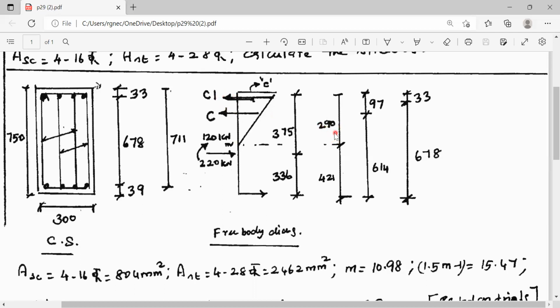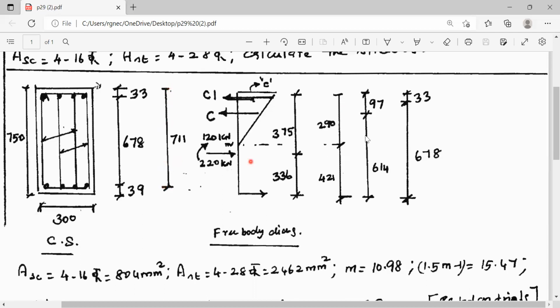Depth of the neutral axis, one-third CG is acting: 290 by 3 is approximately equal to 97 mm. This is the point of application of compression offered by concrete. Therefore, its arm distance is equal to 614 mm. The effective depth is equal to 711 mm.